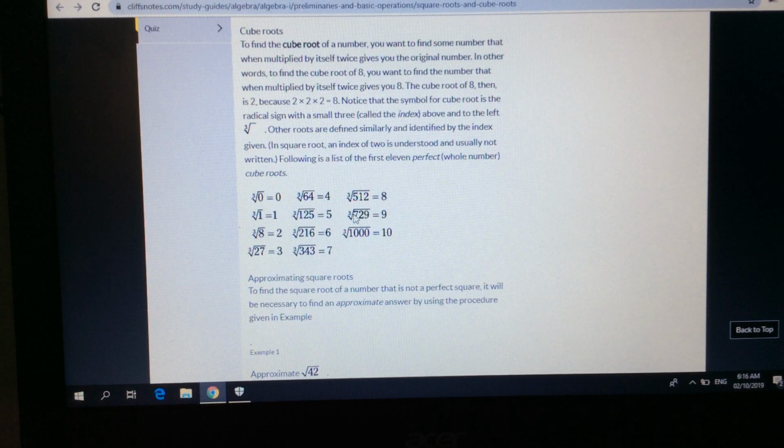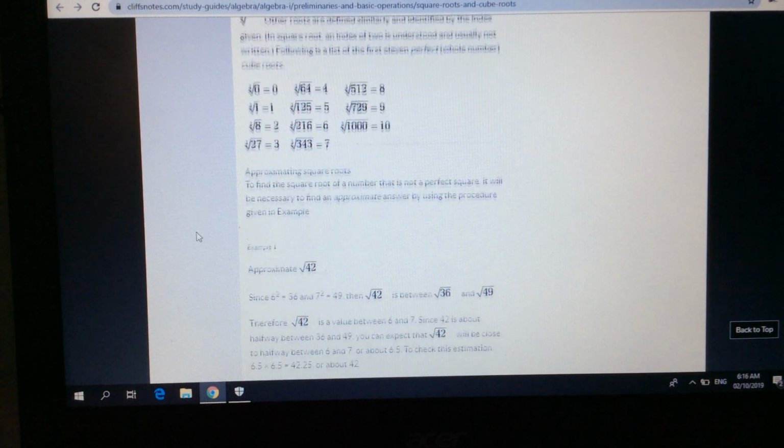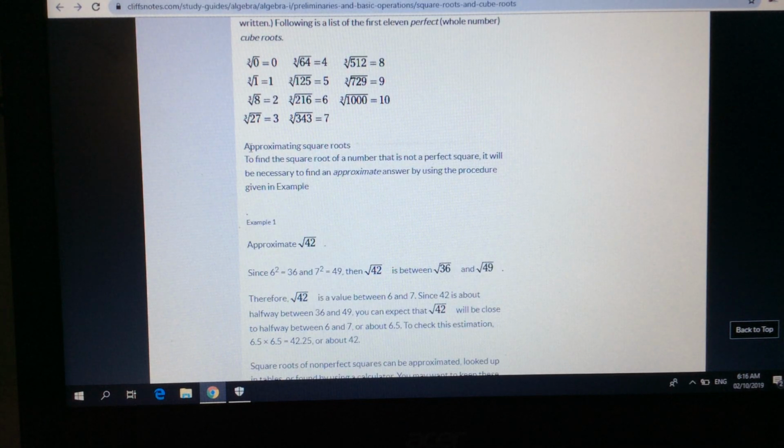Notice that the symbol of cube root is the radical sign with the small 3, called the index, above and to the left. So here is the sign. Other roots are defined similarly and identified by the index given. So here are some examples.